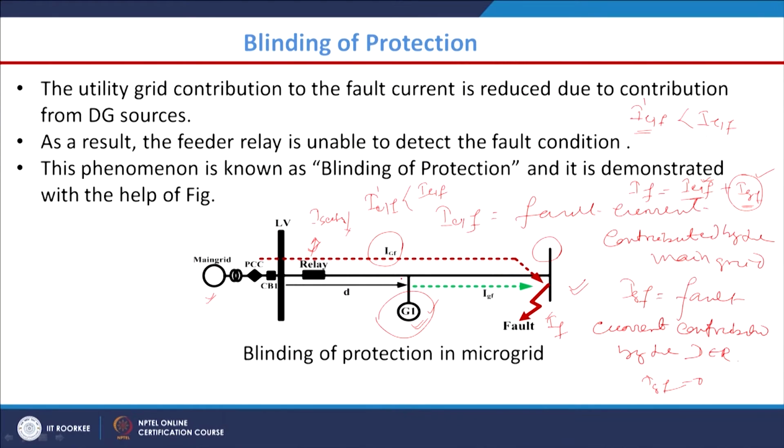Again I am repeating: due to the integration of the DG, to meet this fault current, the grid side source would supply less current than it would without the integration of renewable sources. As a result, this fault current may fall below the setting value of the overcurrent relay, and this property of the relay is known as blinding. Now, the relay cannot declare whether there is some fault in front of it. This is a very important issue as far as smart grid or microgrid protection is concerned.